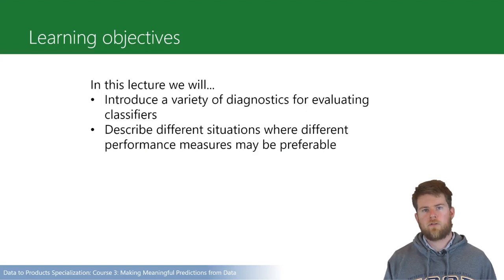In this lecture, we're going to introduce a variety of diagnostics for evaluating classifiers. So far we've introduced things like the mean squared error and R-squared statistic, which have been evaluation techniques for regression models. What are the corresponding set of evaluation techniques for classification models? And secondly, we'll describe different situations where different performance measures may be preferable over others.